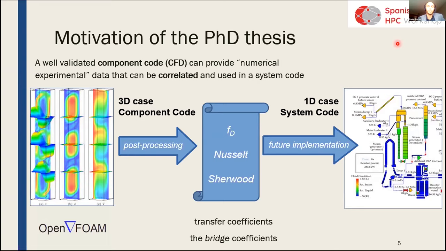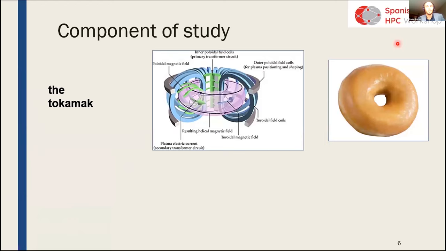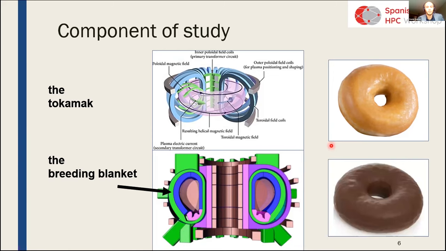Okay. The component of study. Yesterday I was talking to a friend to whom I had to explain what the PhD was about, and I used this metaphor of the tokamak as a donut shape. In order to put the blanket in context, the breeding blanket is what surrounds this donut, right? So somehow I had this metaphor that the breeding blanket is the chocolate that surrounds this donut, which makes all of us work a little bit in bakery, right?